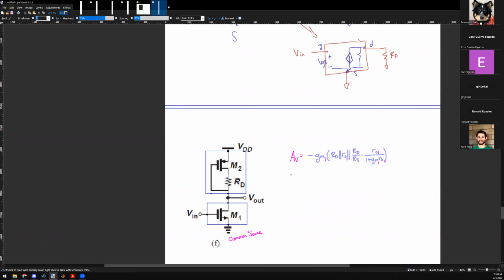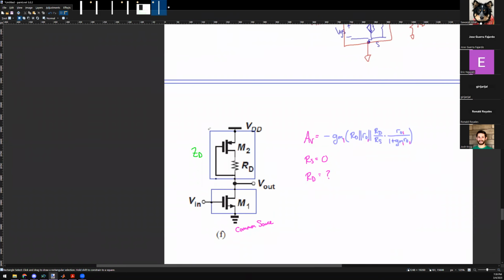For this case, what is RS equal to? 0, because it's a short, right? And I just need to figure out what RD is. So RD is whatever comes up here. I need to figure out what the impedance of this top block is, right? All right, so let's figure out what RD is. From here, I need to figure out the impedance of this two-block network.